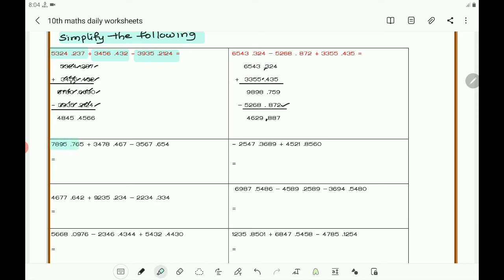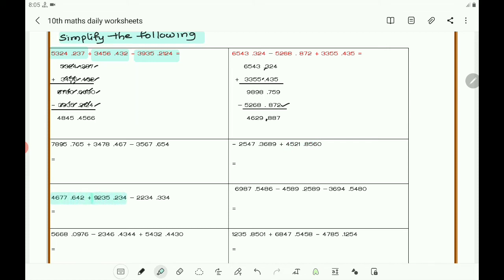Here also get the sum of these two and subtract 3567.654 from this. After that, here is minus, here is plus. Again you must subtract here, and then you must put the sign of the greater number here. Here you know that here 4521.8560 is there. It is 2547.3689, and you take above this number and below this number, and you subtract, and it becomes the positive because the positive number is greater here.